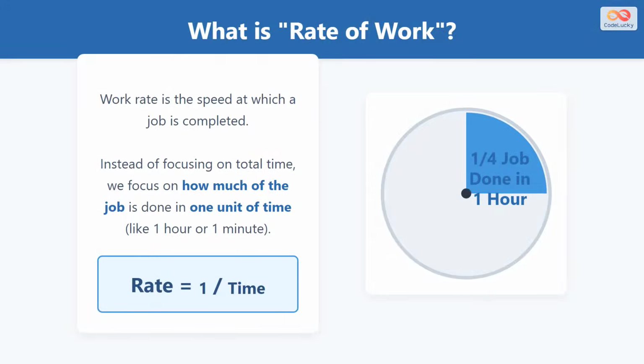First, let's define what we mean by rate of work. Rate is simply the speed at which a job is completed. Instead of just looking at the total time it takes to finish a task, we look at how much of that task gets done in a single unit of time, like 1 hour or 1 minute. For example, if a job takes 4 hours, 1/4 of the job is done each hour.